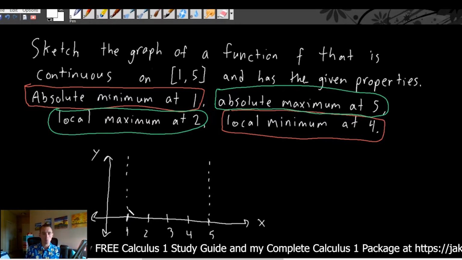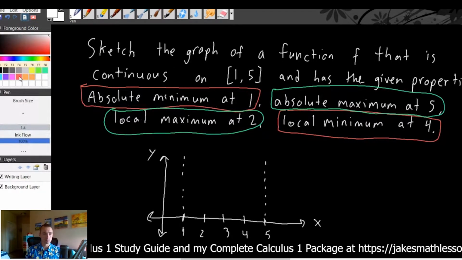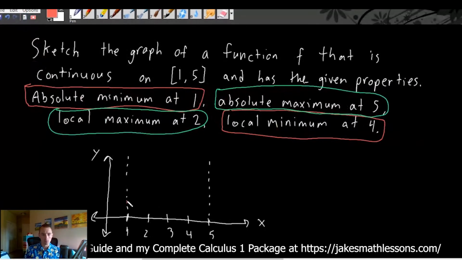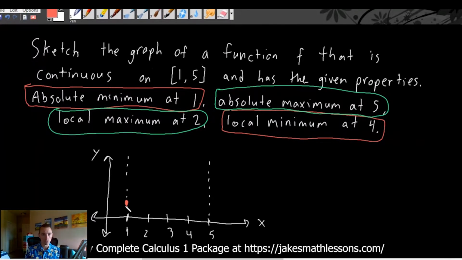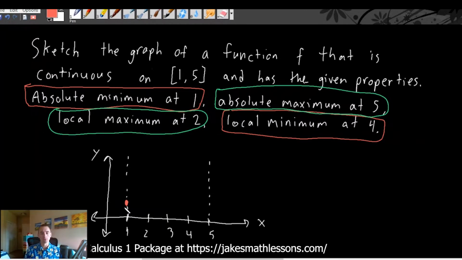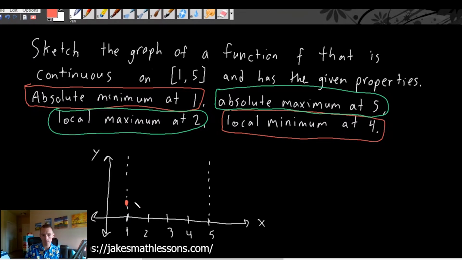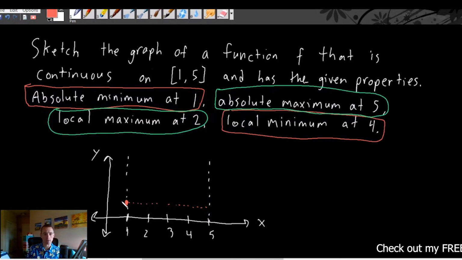So wherever we want to put this point of our function, let's just say we put it here. This is at x equals 1, y equals 1 maybe. It doesn't really matter what the y is, but the point is the rest of our function, all the way for the rest of this domain, needs to be above this point, because we know that we have an absolute minimum at x equals 1. So the rest of our function needs to be up above this red dotted line here, based on the fact that our function is going to be going through this point.